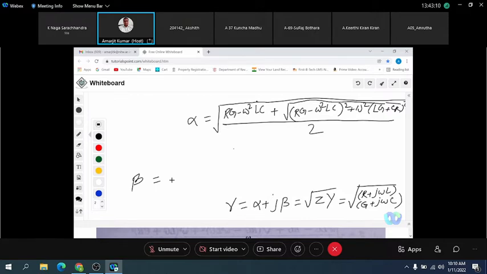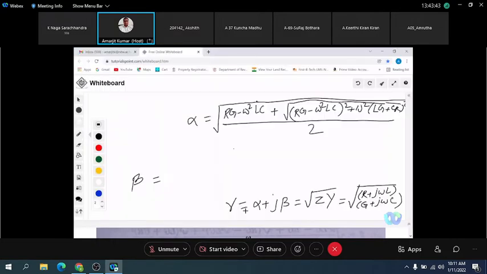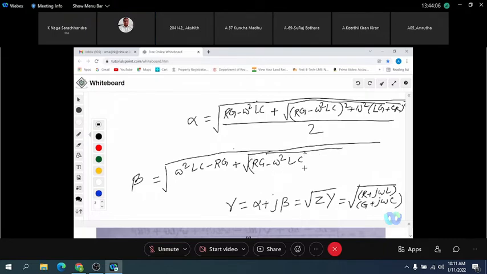And what is beta in terms of frequency? Beta is equal to the square root of [ (omega square LC minus RG) plus the square root of ((RG minus omega square LC) whole square plus omega square (LG plus RC) whole square) ] divided by 2.